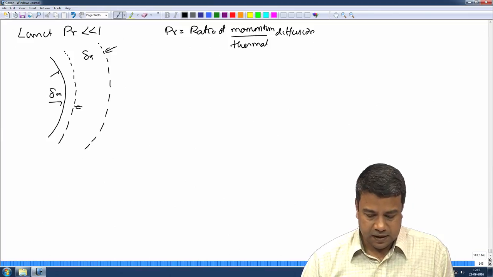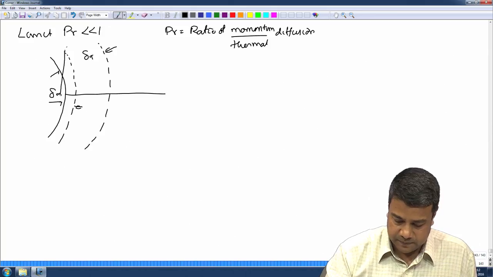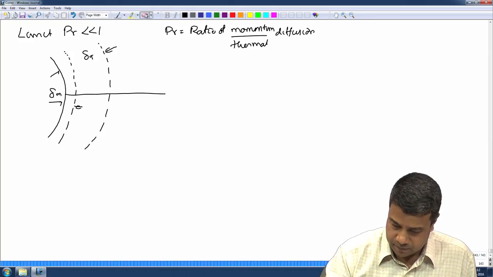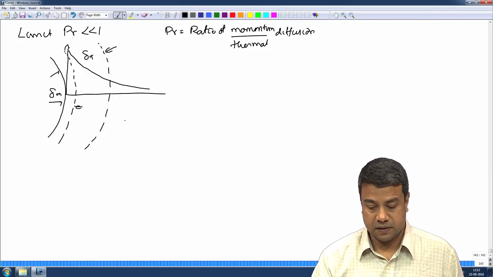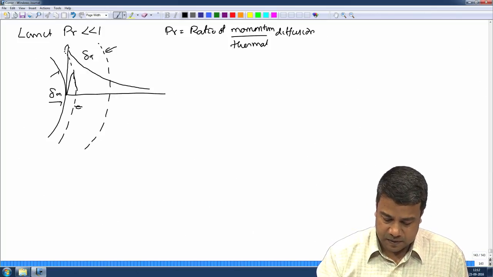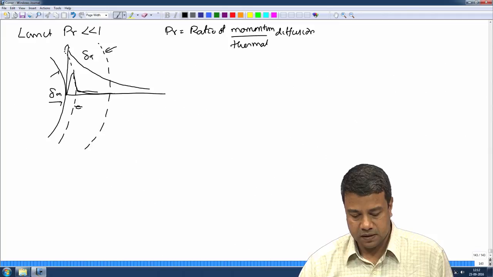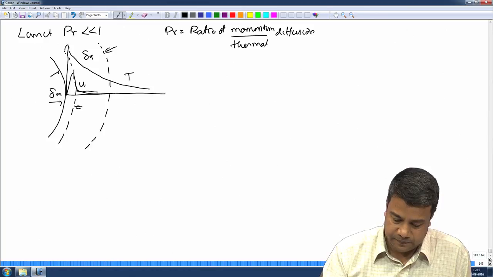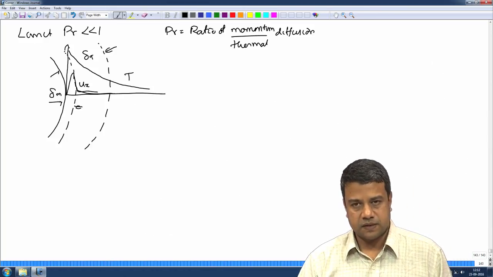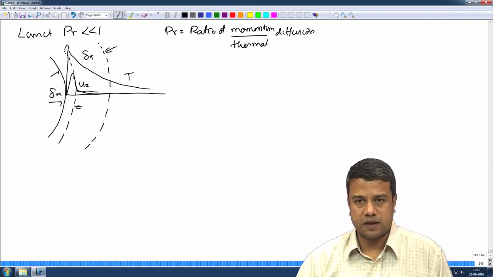In that case, you would expect, as you go away from the surface, the temperature field will decay over a distance comparable to the thermal boundary layer thickness, whereas the velocity field will decay over a much smaller distance. Whereas for the velocity field, the viscous effects are important only within a much smaller momentum boundary layer.